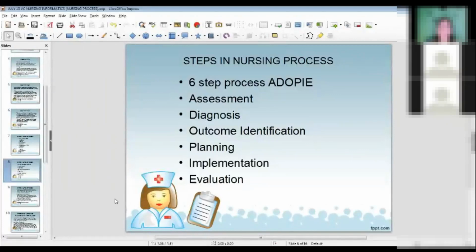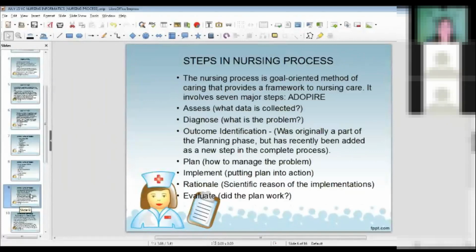Meron pa bang addition to 6 steps? Let us see. So the nursing process is a goal-oriented method of caring that provides a framework to nursing care. It involves 7 major steps. So nagkaroon na ng addition na letter R. Okay, so what is this ADOPIRE? Okay, so assess. So we have the assessment. What data is collected? Again, we have the subjective and objective cues.